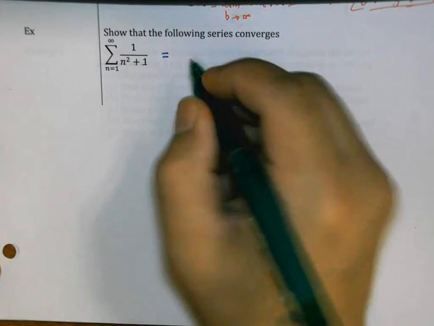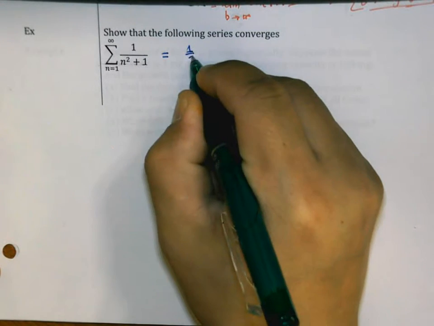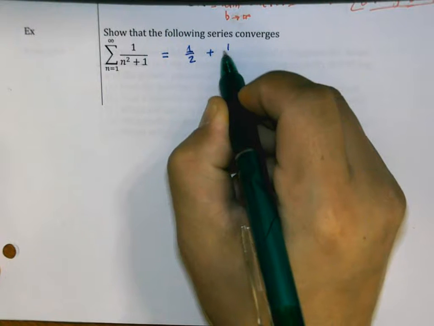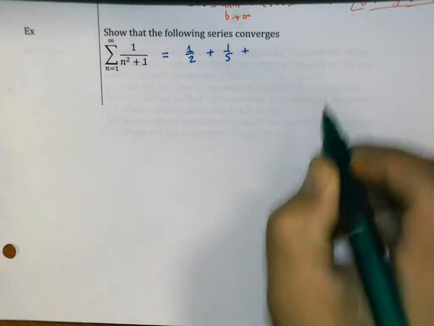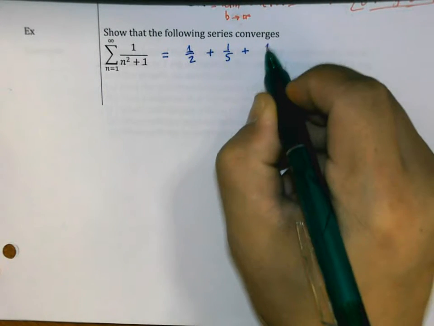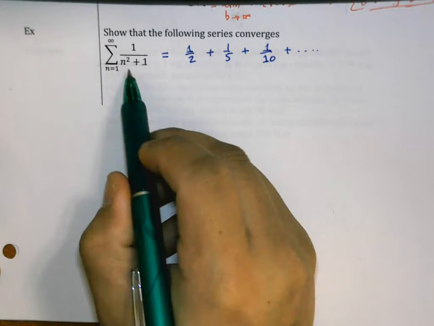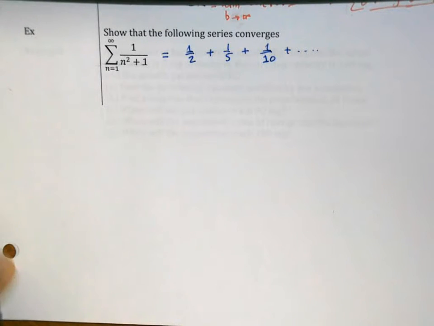So the first term would be 1/2, because you're plugging 1 in here. The second term would be 1/5. The term after that would be 1/10, and so on. So 3 squared plus 1 over that is 1/10, and so on. And we need to show how this series will converge, or at least we need to show that it converges. We don't necessarily know what it converges to.